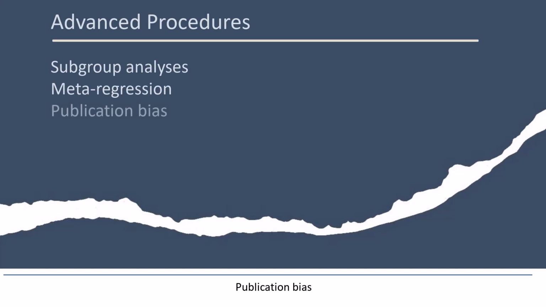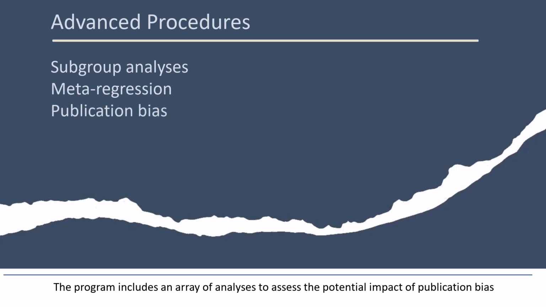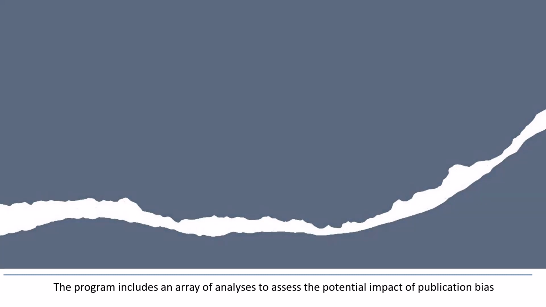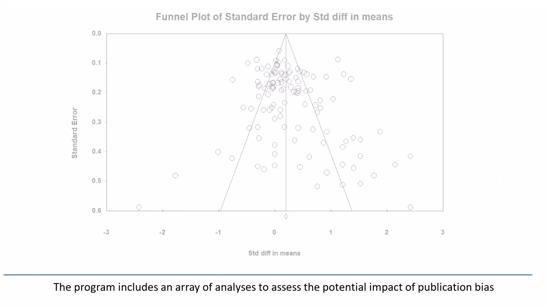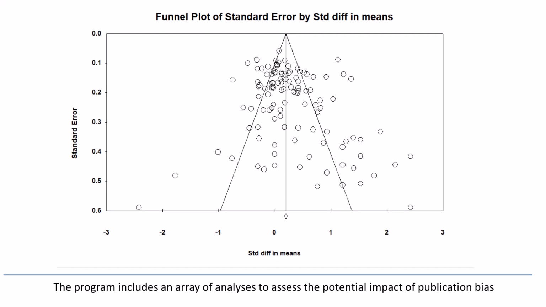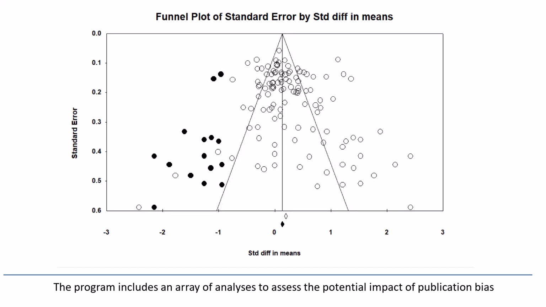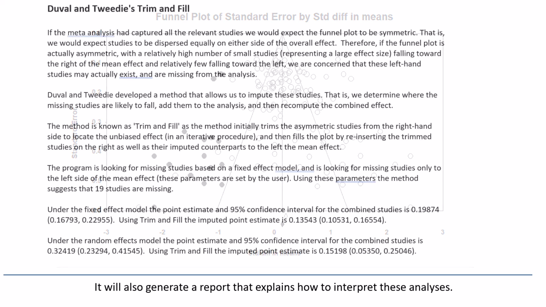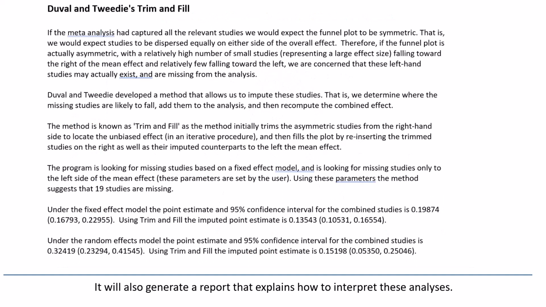Publication bias. The program includes an array of analyses to assess the potential impact of publication bias. It will also generate a report that explains how to interpret these analyses.